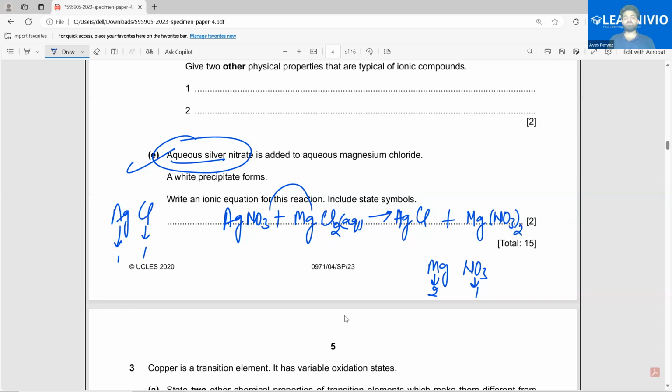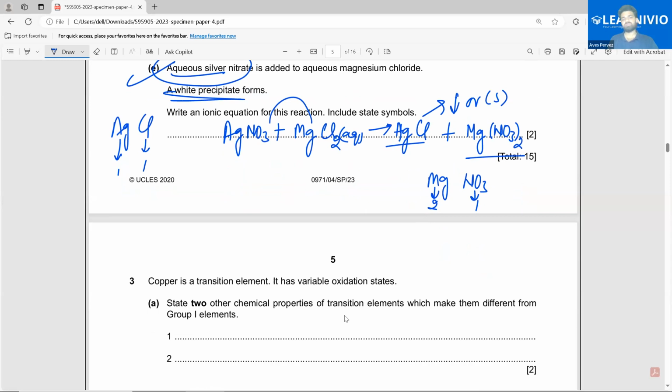Which of these is going to form the white precipitate? Magnesium? No. The less reactive metals form the precipitate. Here, among silver and magnesium, silver is less reactive, so it is going to form the precipitate. We write an arrow, or we can write (s) for solid. Note it down fast: in this reaction, less reactive metals form precipitate.